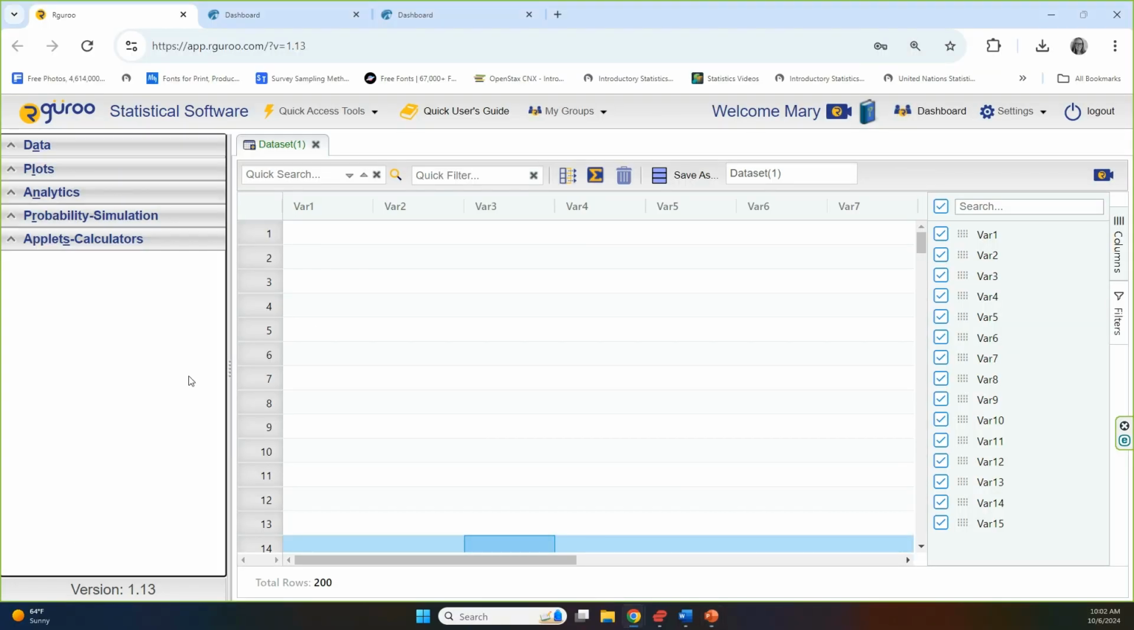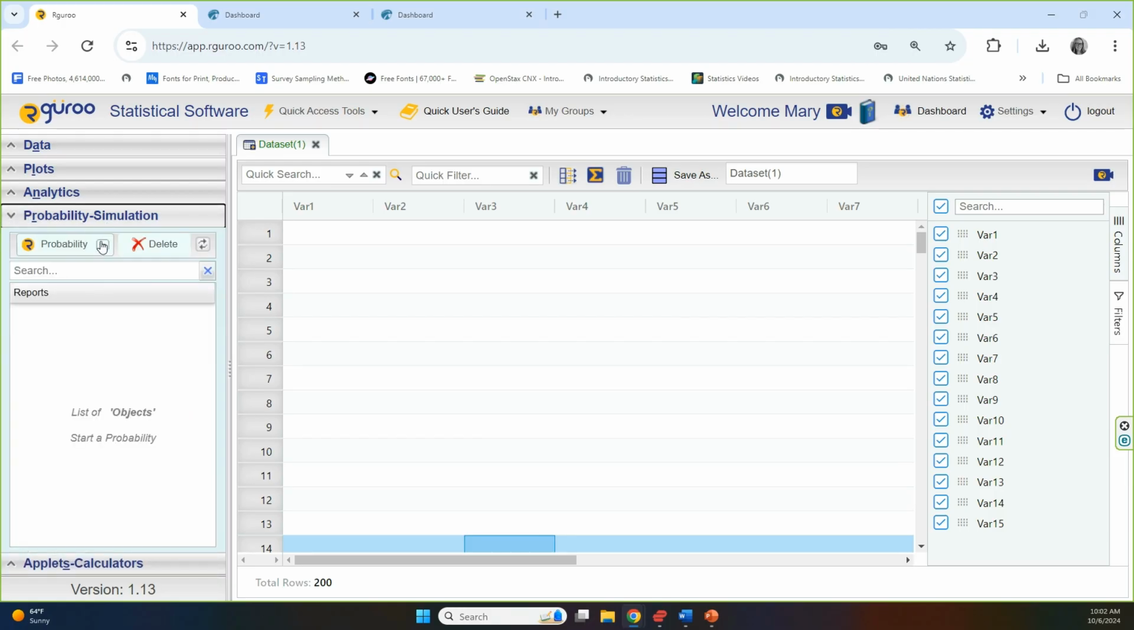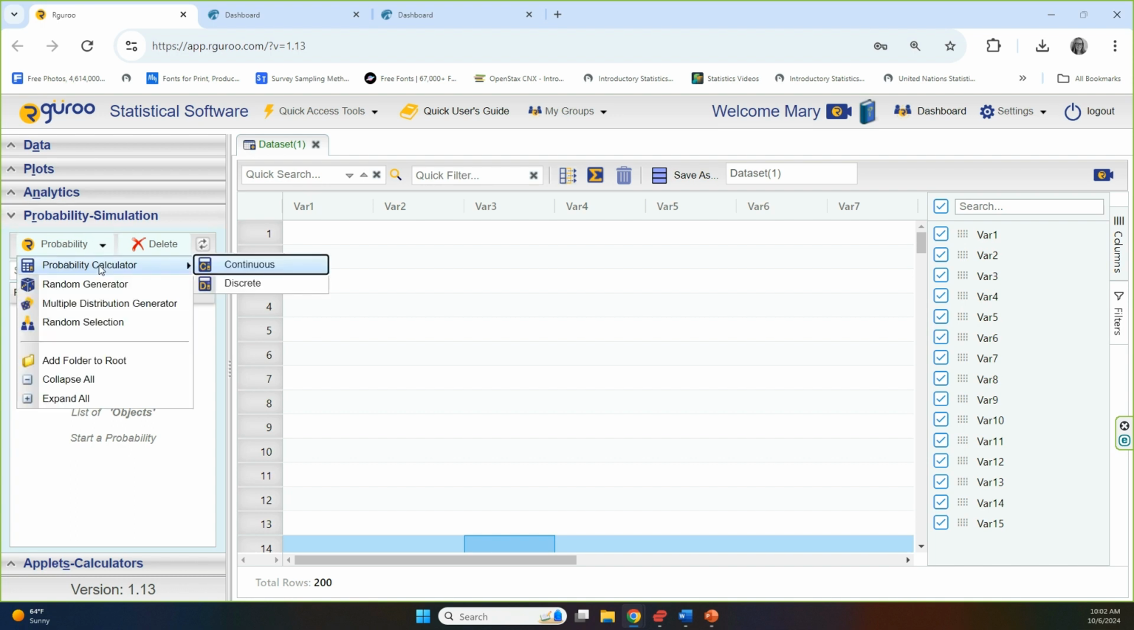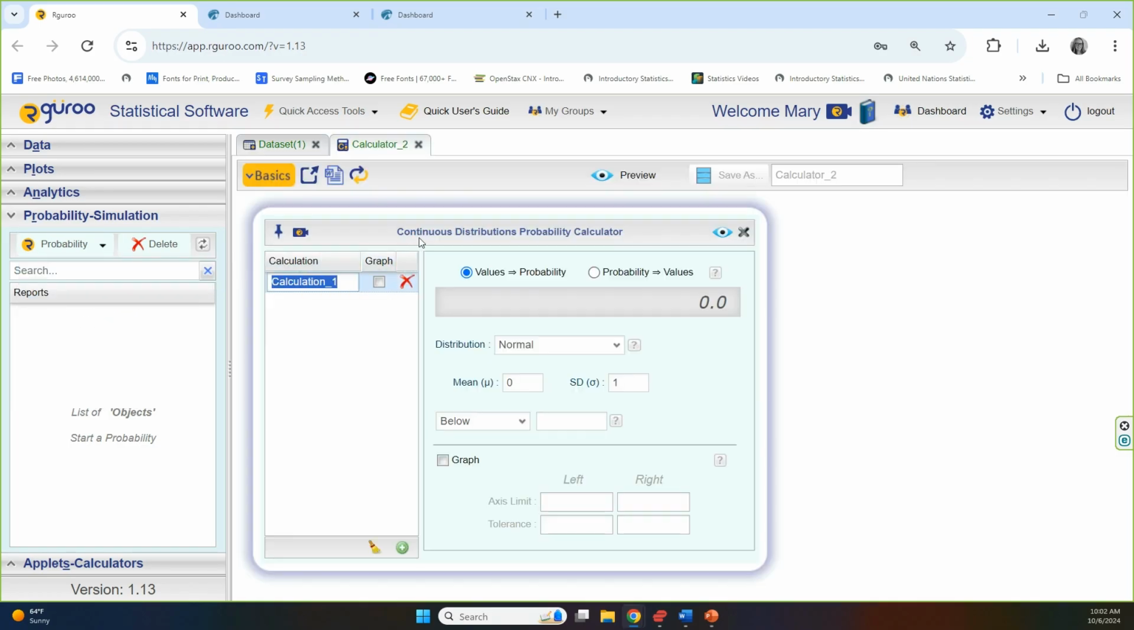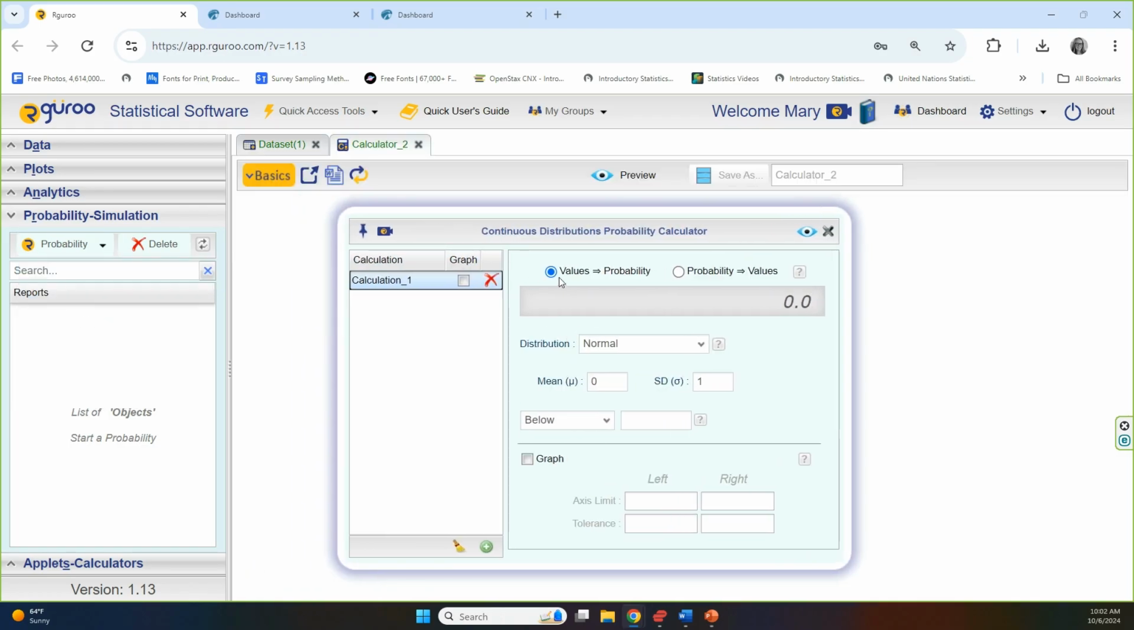So here we are in Rguroo. I'm going to come over here to the probability simulation pane, open it up. I can find the drop-down menu for my choices, choose probability calculator, and continuous. So we're going to make sure the choice of values to probability is chosen. It is the default. So I'm going to hand it values that my random variable can take on, and Rguroo is going to provide me with a probability.